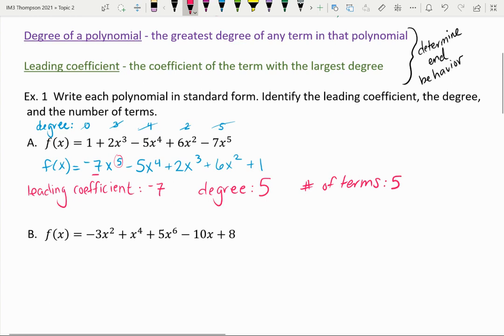Any questions on those pieces of information or how I wrote it in standard form? Do some of you remember seeing parts of this last year? We talked about it a little bit in Math 2. You're like, no, not really. That's okay.